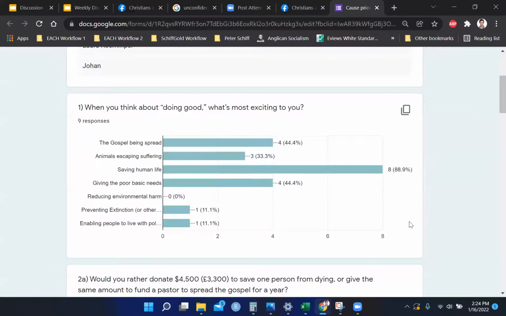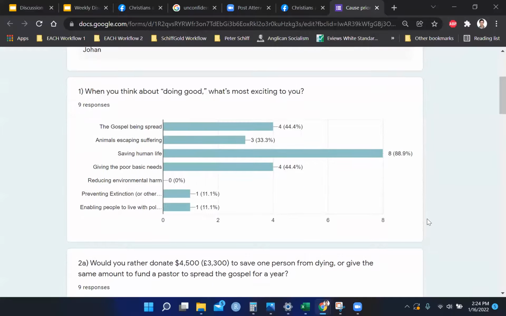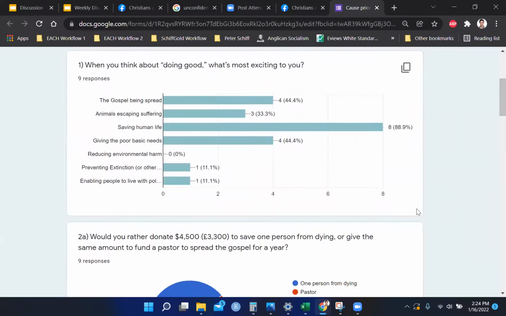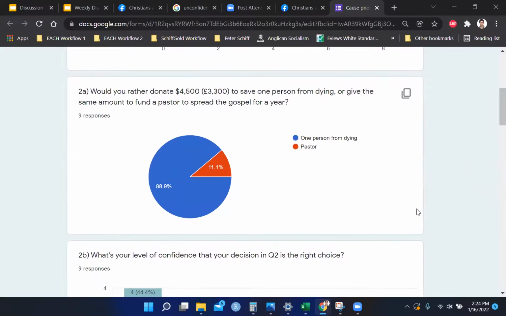Okay. When you think about doing good, what's most exciting to you? Limited to 2 responses per person, saving human life clearly comes out on top. Wow, reducing environmental harm got 0 votes. An additional other here, enabling people to live with political freedom and agency. I think I know who put that one in, but this is good. Thank you for your comments.